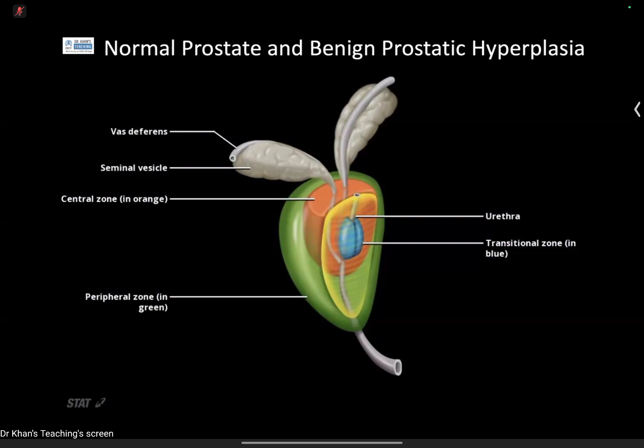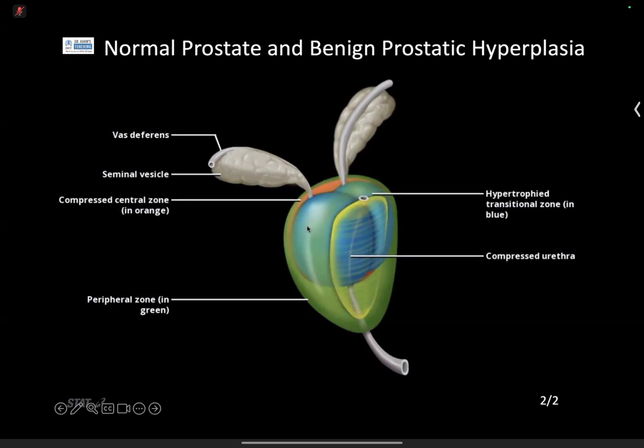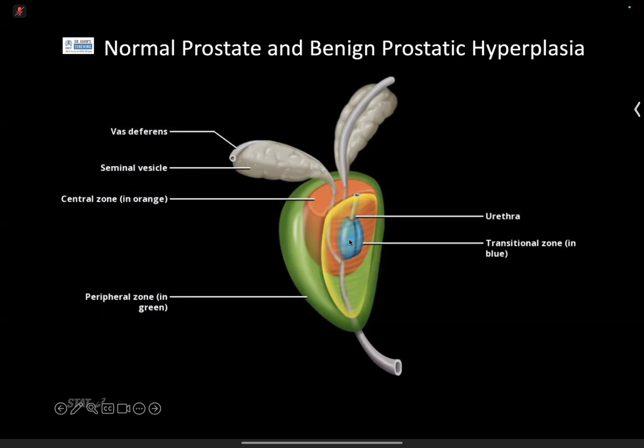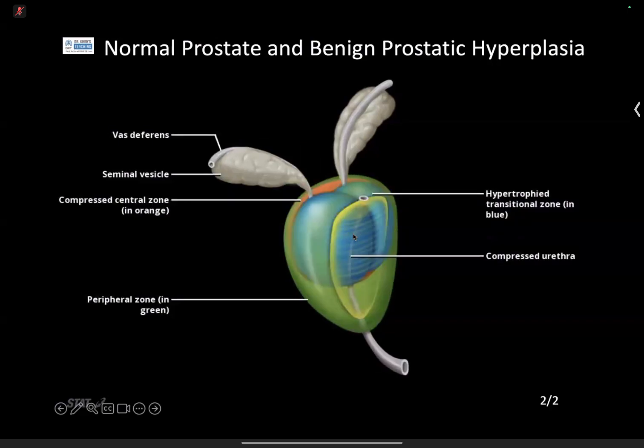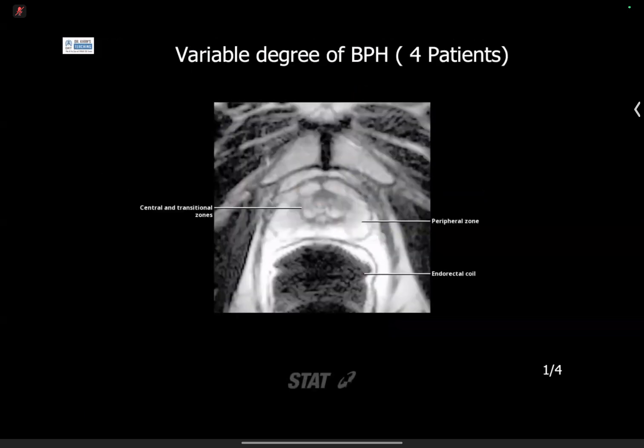Now, how does it enlarge? Just concentrate here on this. This is the transitional zone, or the transition zone. And when there is BPH, this is what happens. So I go back, small, and now it has become so large, it is compressing everything. So this is usual for you to see, prostatic hypertrophy.